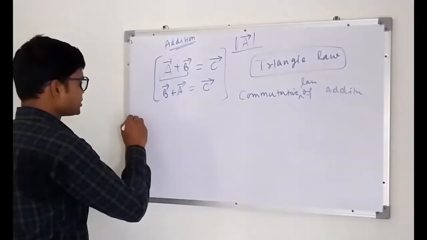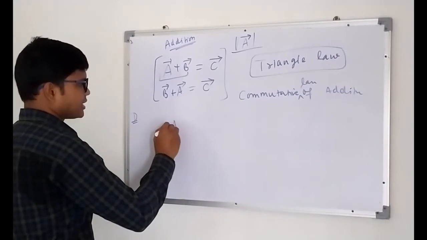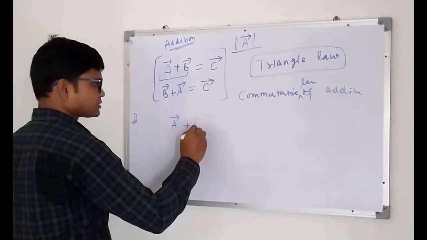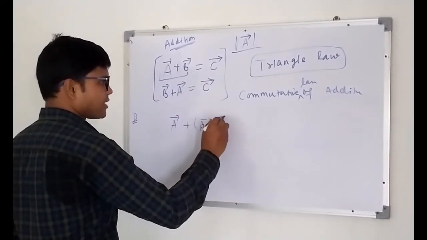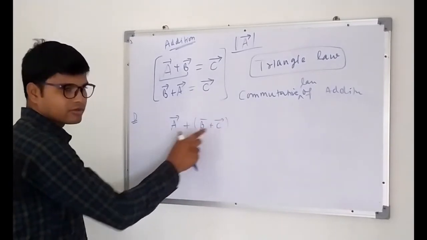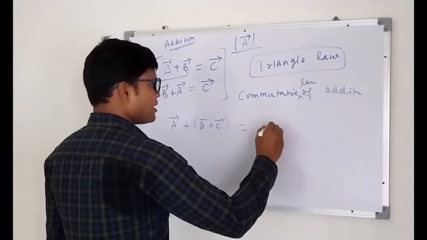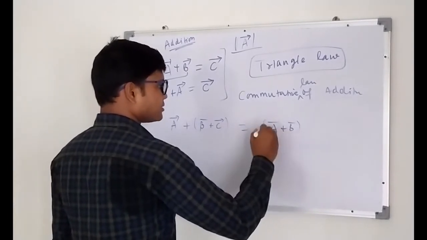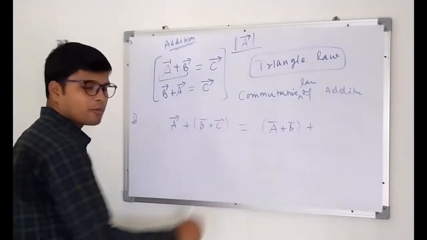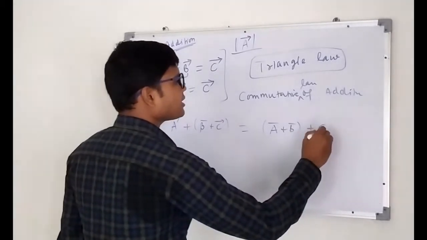Similarly, we have the associative law, which says that if I have three vectors a, b and c, adding b and c first and then adding to a will be the same as adding a plus b first, and then adding the c vector.